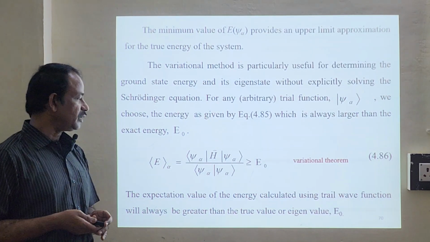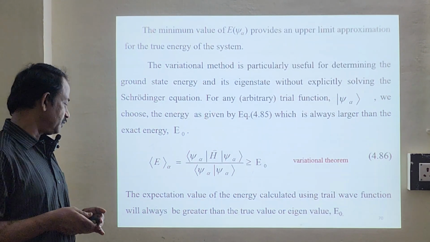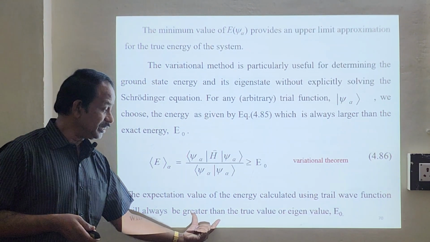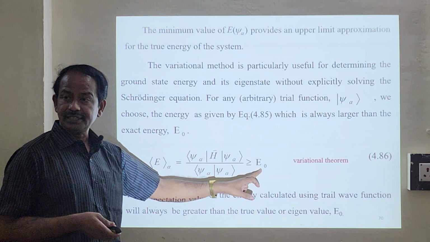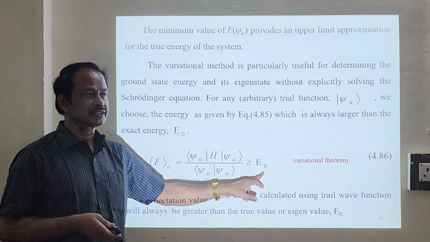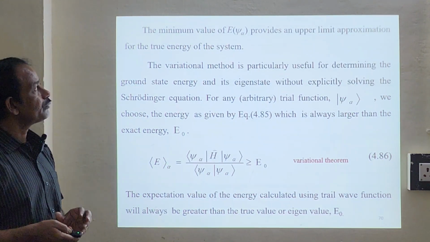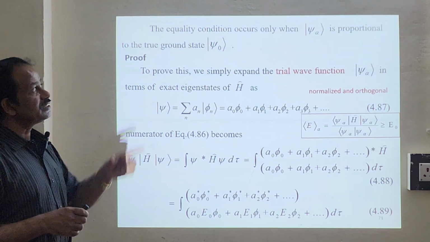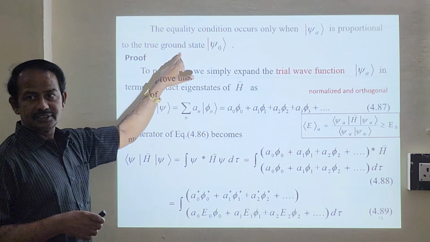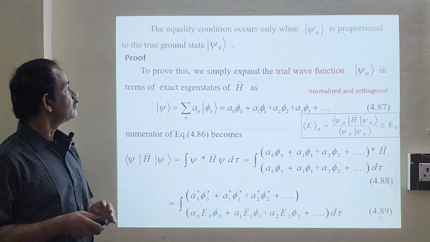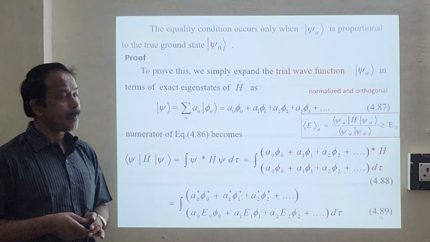The expectation value of the energy calculated using the trial wave function will always be greater than the true value, the eigenvalue E naught, the true value of the system from the experimental side. The equality condition occurs only when psi alpha is proportional to the true ground state. This is what I said. Now we are going to prove this one.